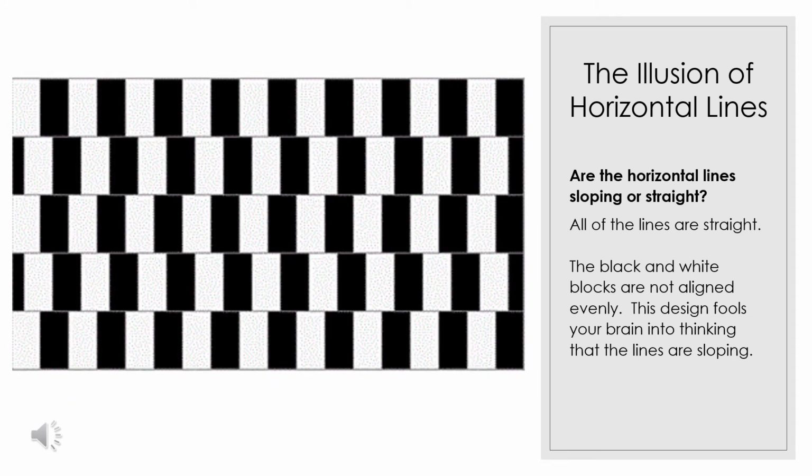The illusion of horizontal lines. Are the horizontal lines sloping or straight? All of the lines are straight. The black and white blocks are not aligned evenly. This design fools your brain into thinking that the lines are sloping.